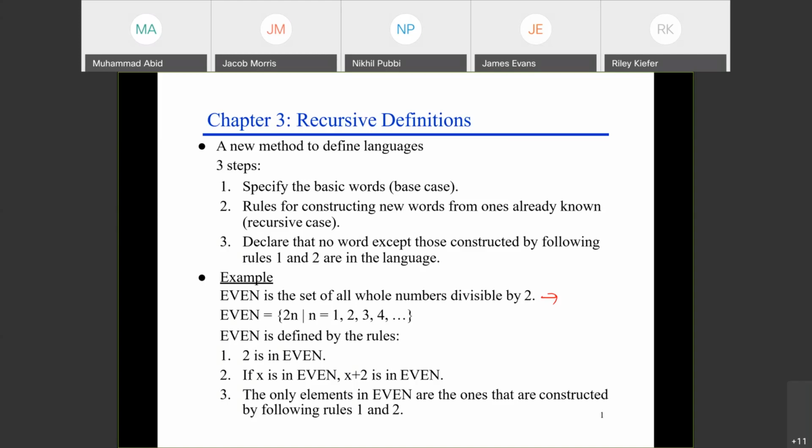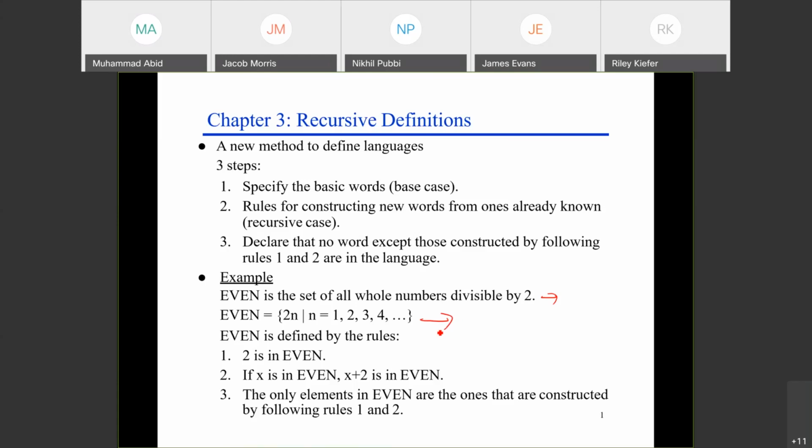Okay, so I will give you the English description of the language and ask you, can you please write the recursive definition of this language? Can you define this language in recursive definitions? And then there is the algebraic definition, another way to define the language.